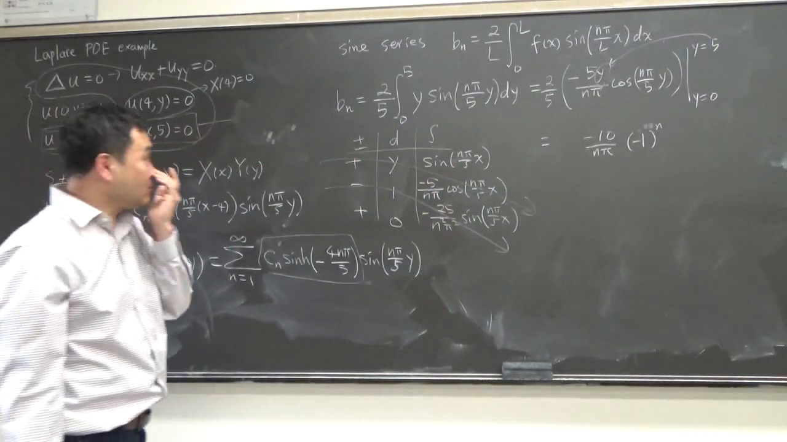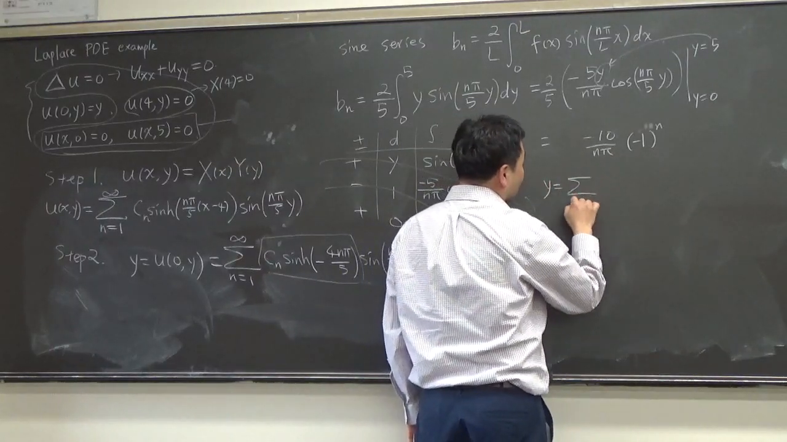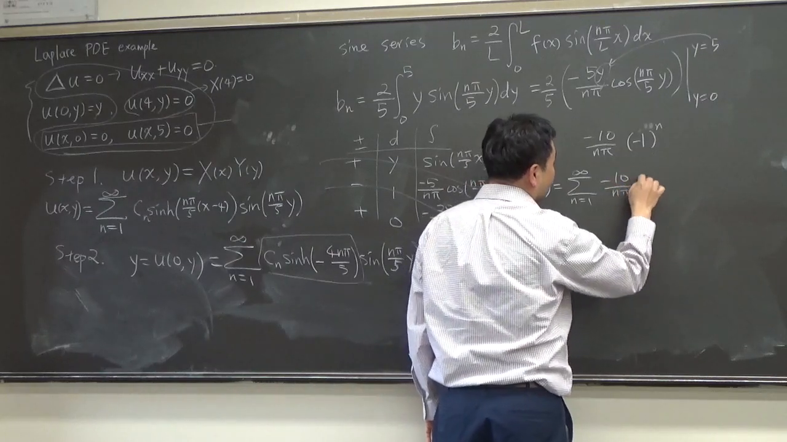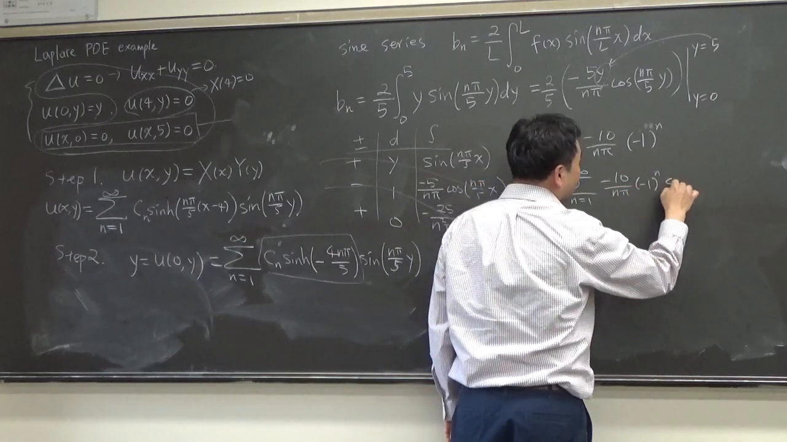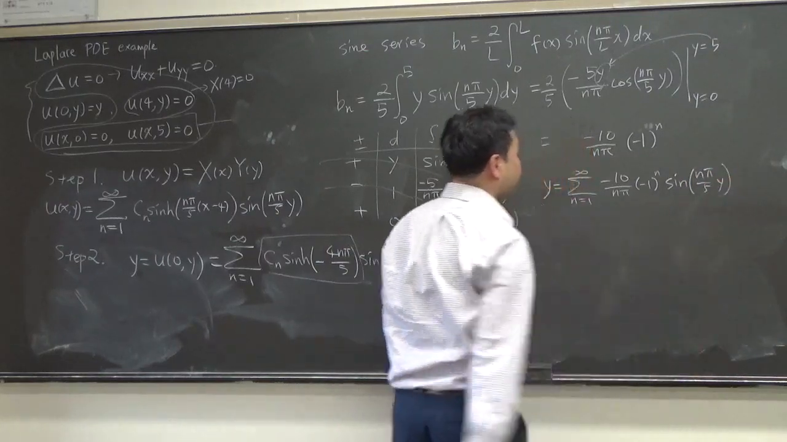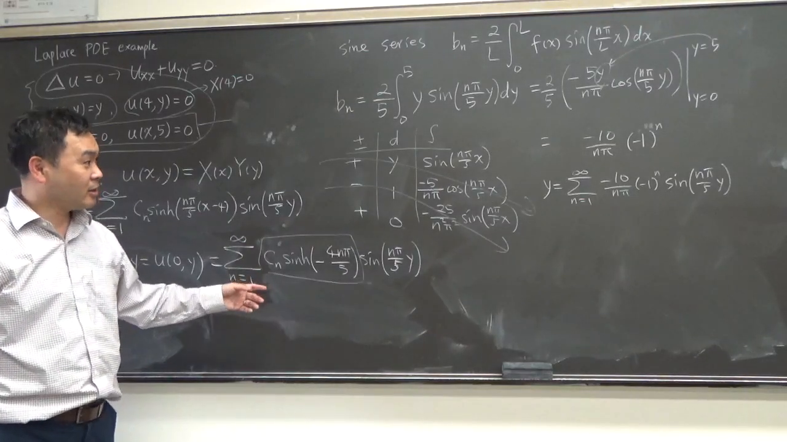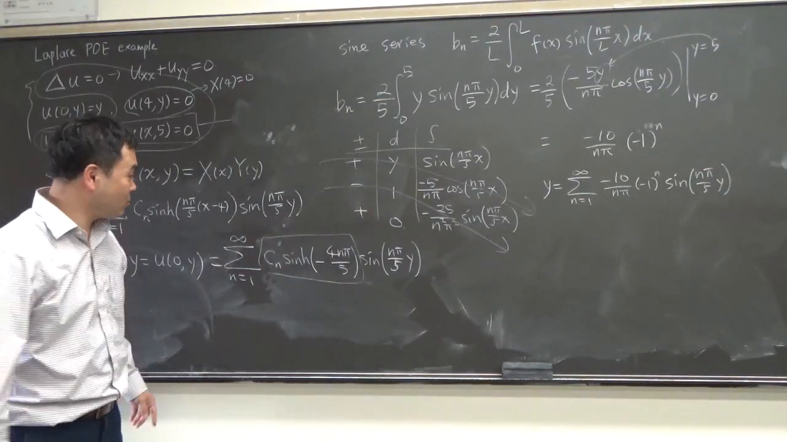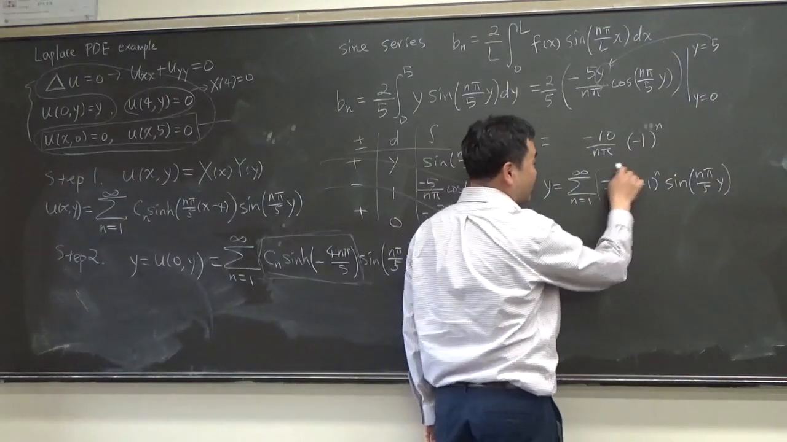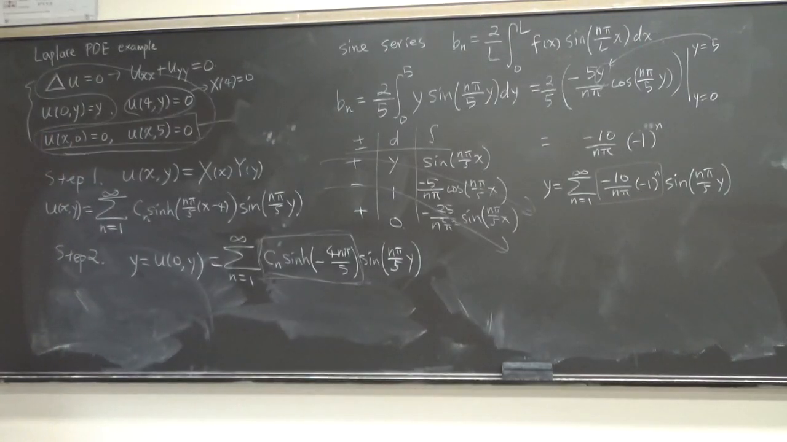And the outcome of this calculation is saying that y has to equal the summation from 1 through infinity of negative 10 over n pi, negative 1 to the nth power, sine(n pi over 5 y). And that has to equal this one, right? And if you compare this series with that series, you see that these unknown constants are exactly these. Is that okay? All right.